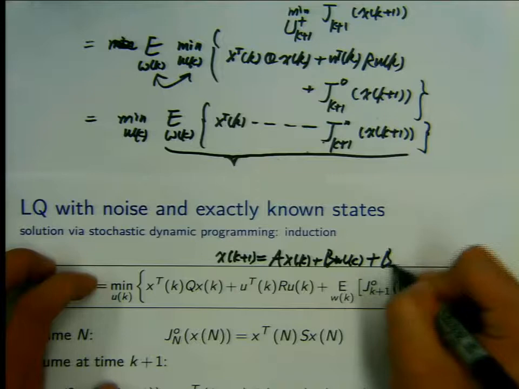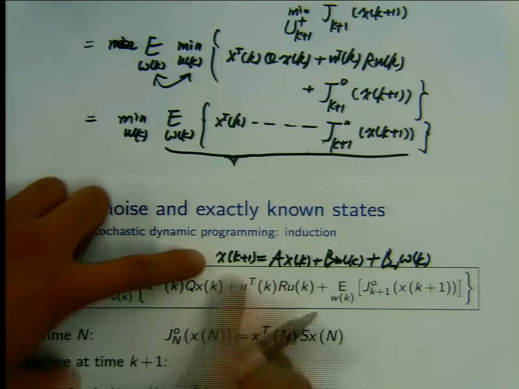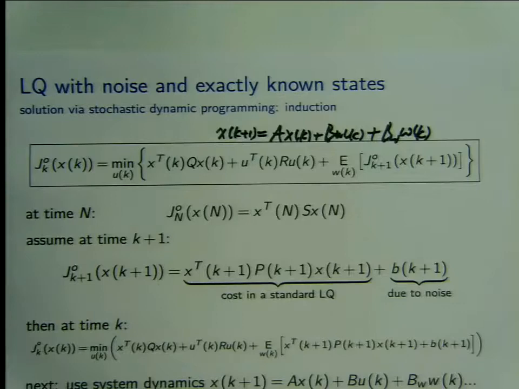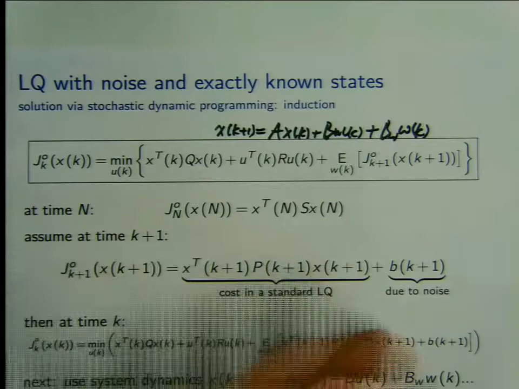OK, WK doesn't influence XK directly. It influences the next time step. So it's here. This is the final equation I want to reach. All right, so this is exactly the key equation for dynamic programming.